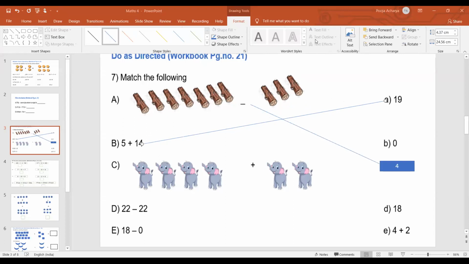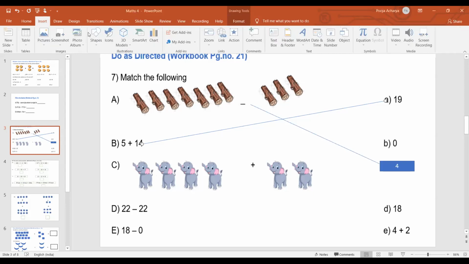Yes. Then, how many elephants are given? 1, 2, 3, 4. 4 elephants. Plus how many elephants? 2. So 4 plus 2. So in the options you can see 4 plus 2 where it is given. Yes, in E1. So you will match.